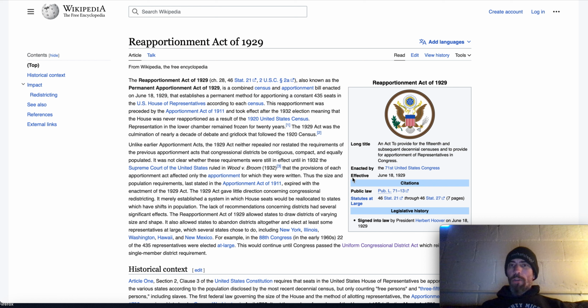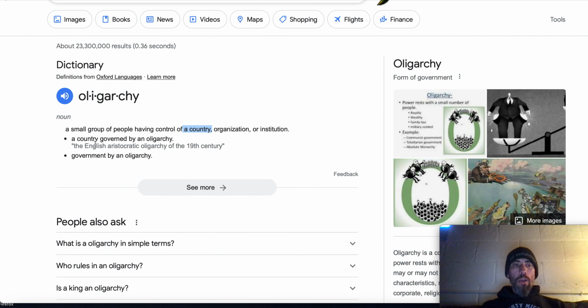All right, how the United States became an oligarchy. So, how we transitioned from being a proper representative republic to an oligarchy. Of course, what is an oligarchy? It simply means rule by a small group of people. A small group of people having control of a country or organization or institution. So, the United States, a country, being ruled by a small group of people.